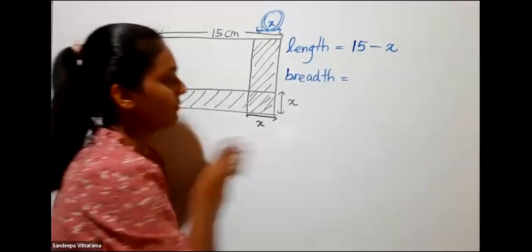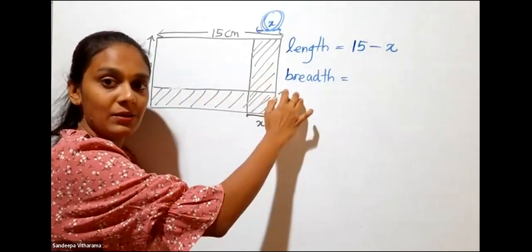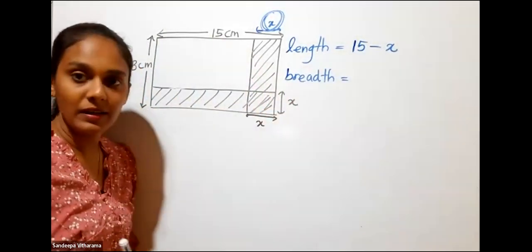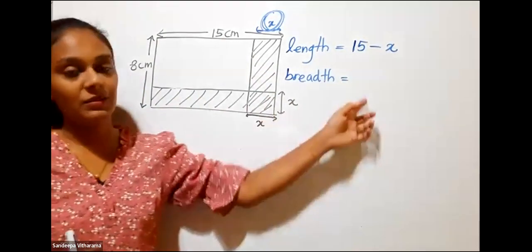Here we don't know the value of x. An unknown value is removed from the breadth. It is x. Then how do we write the answer for the new breadth?